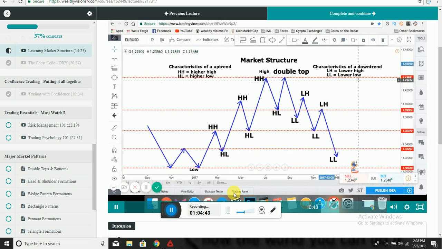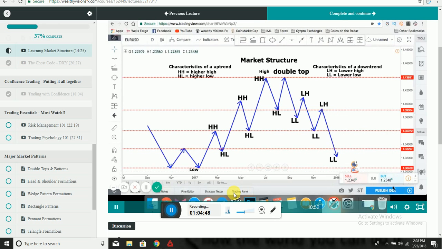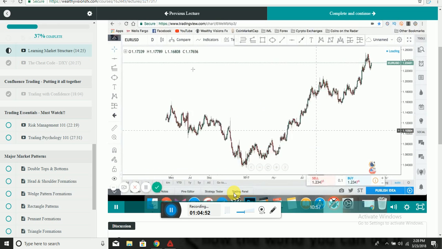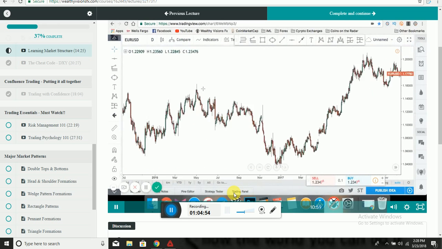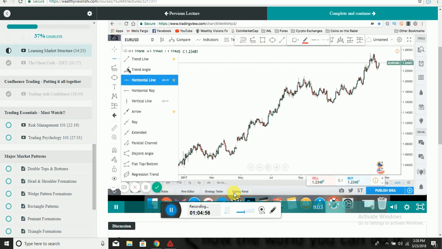Now, all right, now that I got that out the way, make sure you guys save this, because now I'm about to go to a live chart to show you guys exactly what I mean. Okay? So right here, we're on Euro USD, and on Euro USD we're going to mark off market structure, right?